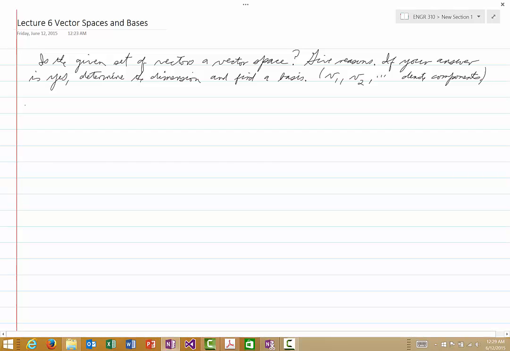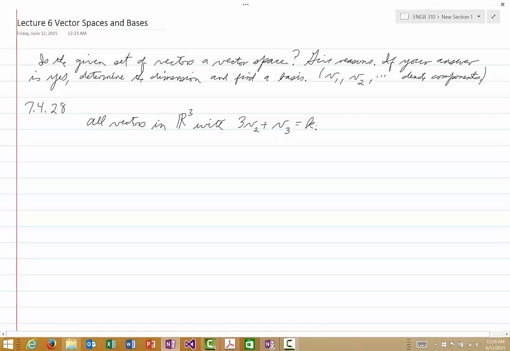So let's look first at problem 7.4.28. And it says all vectors in R3 with 3v2 plus v3 equals k.